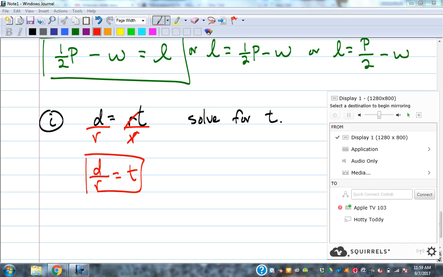What letter are we on here? J. C equals 2 pi R. We want to solve for pi. A little bit different because we're solving for pi. We normally think of pi as being what? 3.14. That is a rounded value for pi. We're going to find out what pi really is.